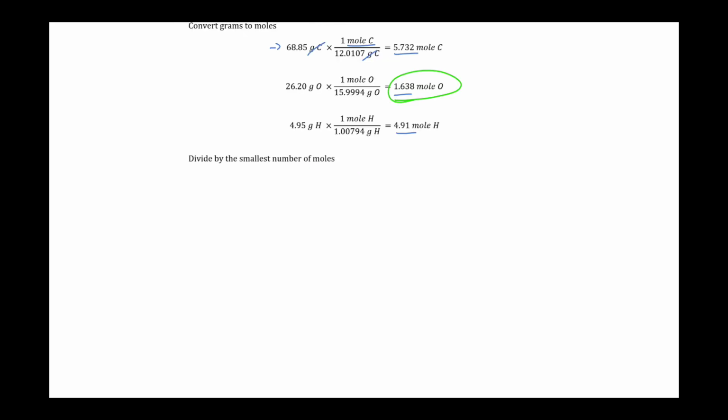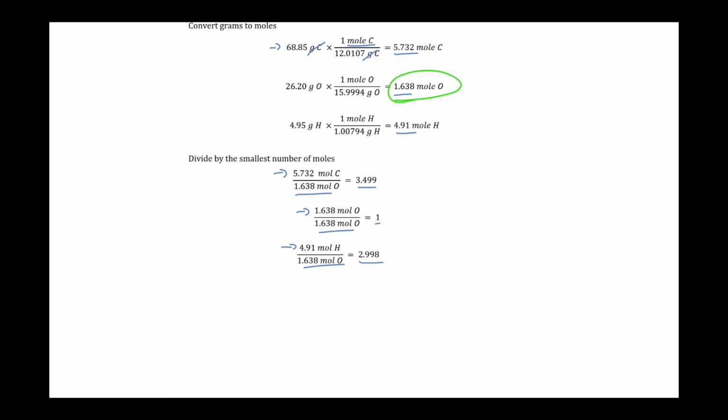Just like before, I need to find my smallest number of moles, and that's what I'm going to divide by. In this case, again, it is oxygen. So now I take each of my number of moles, and I am dividing by my moles of oxygen. Here are the numbers I get when I do those calculations.